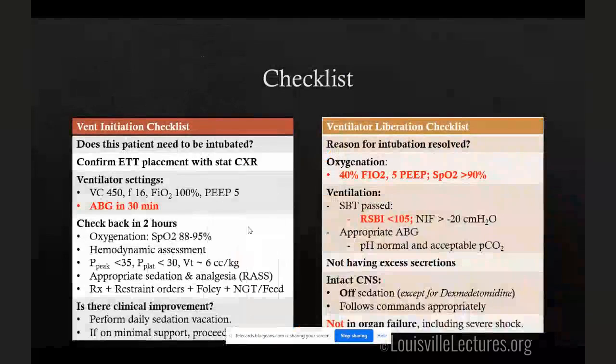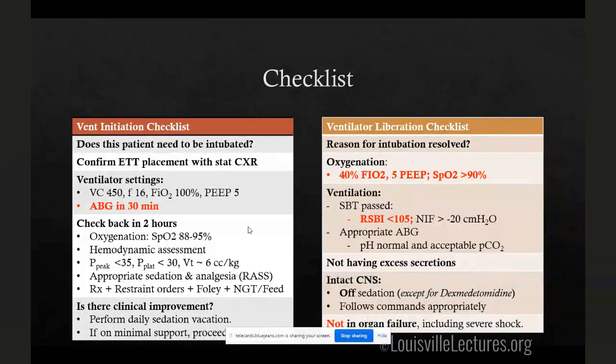So to summarize, we have a checklist here. First of all, you need to assess, does the patient need to be intubated? Did you check that your intervention, your intubation, was successful? Is your ventilator setting successful? And then how are you going to continue supporting this patient through their process and trying to get them off the vent? And then you assess this on a daily basis or 2-hour basis, depending on how sick the patient is.